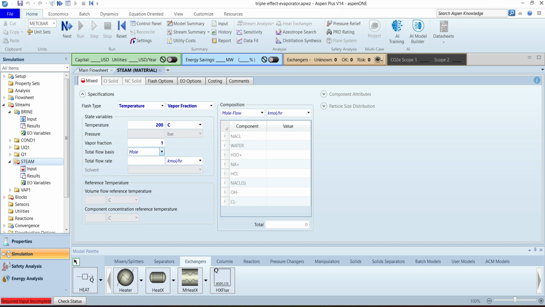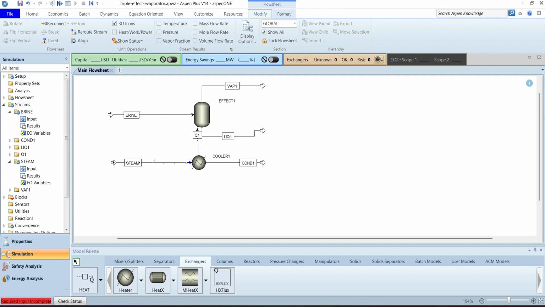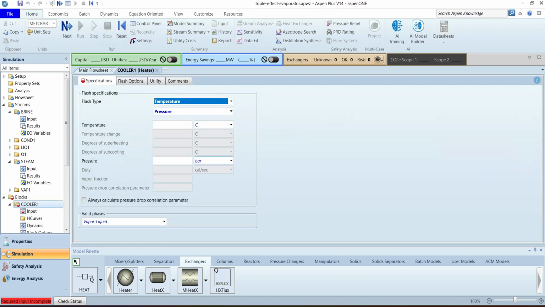We do not know the flow rate. Let's take any suitable assumption. We can rectify it later on. Let's assume 500 kilograms per hour of steam. For the composition, we can use mass fraction, mole fraction, or volume fraction. Since it's pure water, we can take 1 as the mass fraction. By this, we can define the conditions of the cooler block.